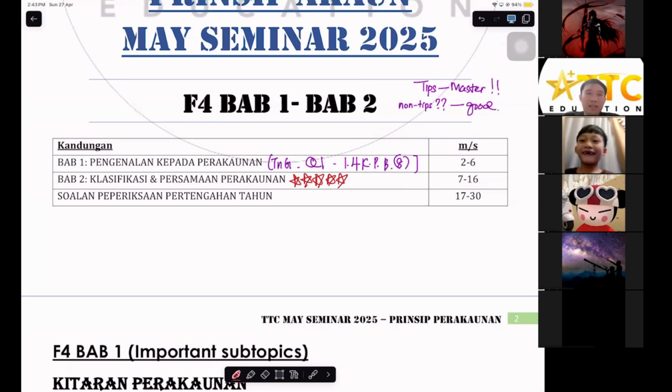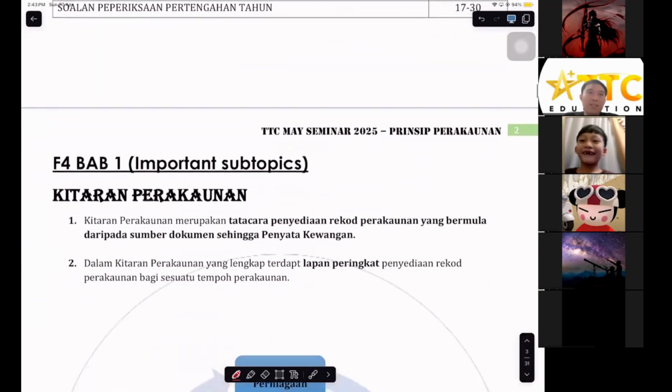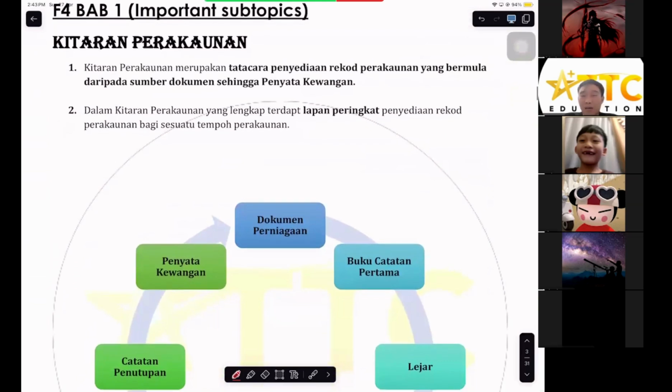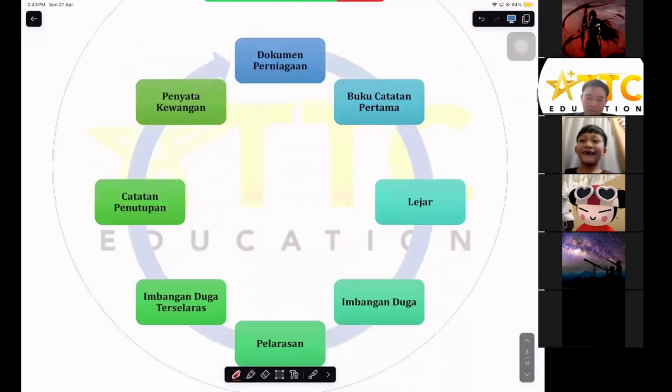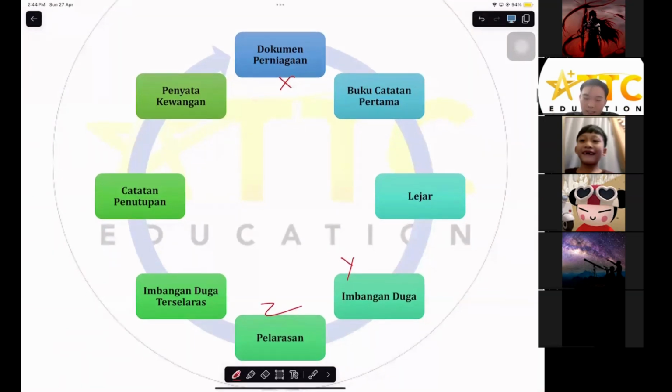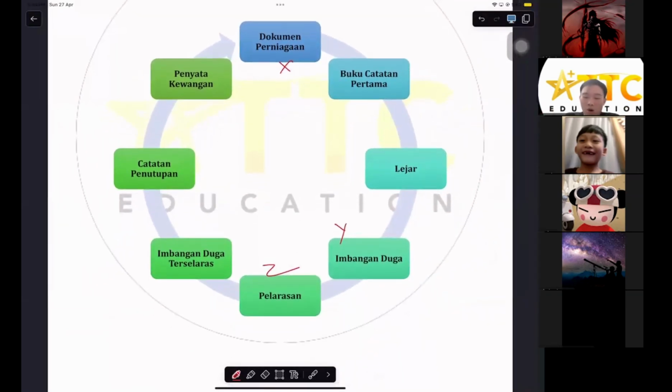Right? Now, some of the important subtopics, like here in bab 1, one of them we have kitaran perakaunan. Yeah, some of it. How they like to ask. Basically, they can ask apakah X, Y. Maybe X and then Y over here, then what? Maybe Z. Something like that. They ask apakah peringkat X, Y, Z.